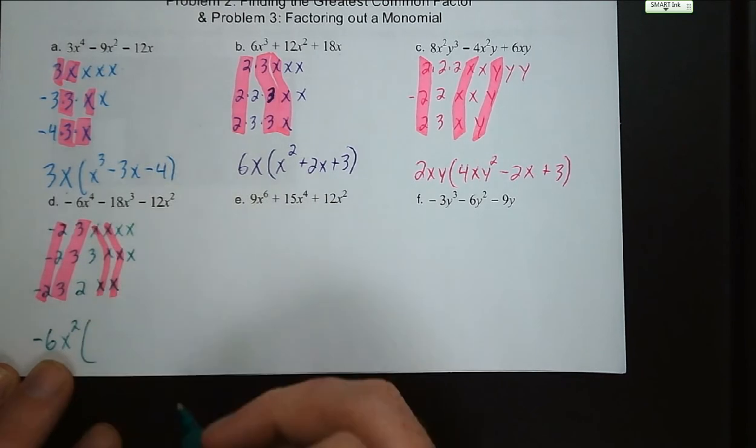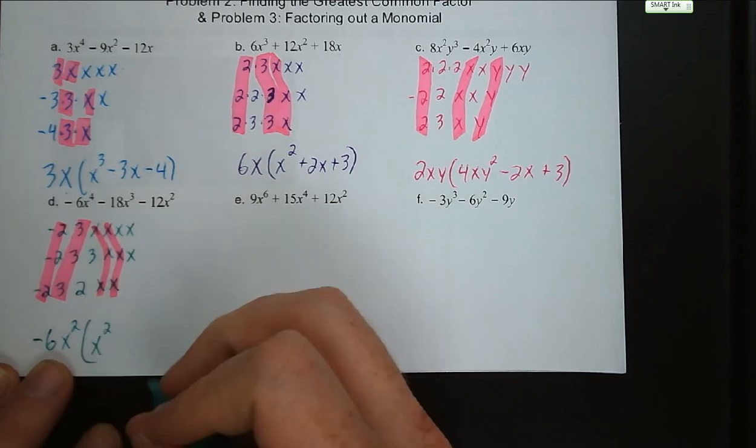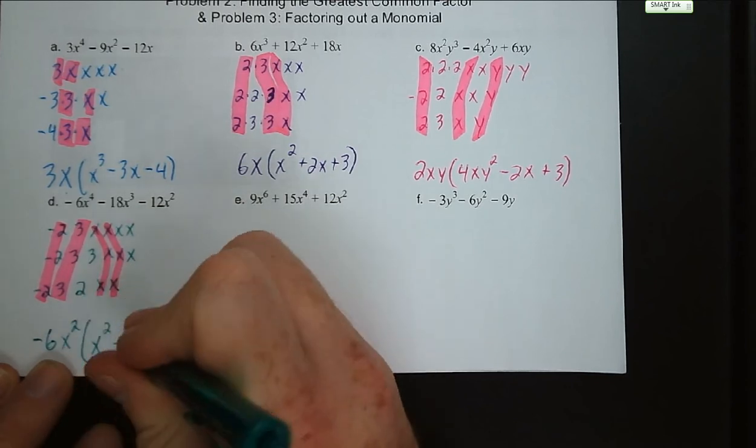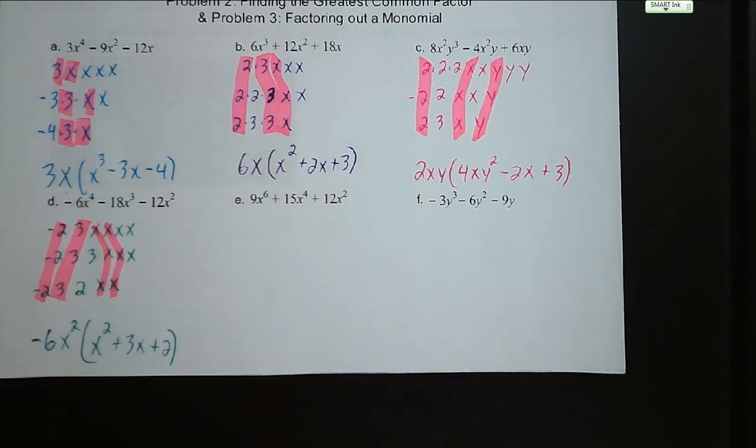What's left? Well, my first term just has the 2 x's, so that's x squared. My second term has plus 3x. My third term only has 2 remaining. Okay.